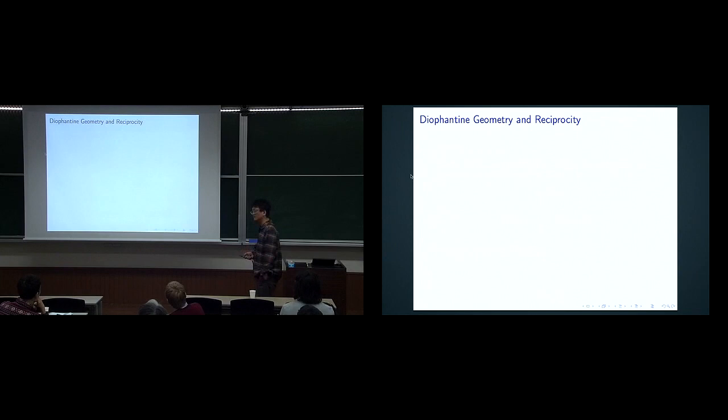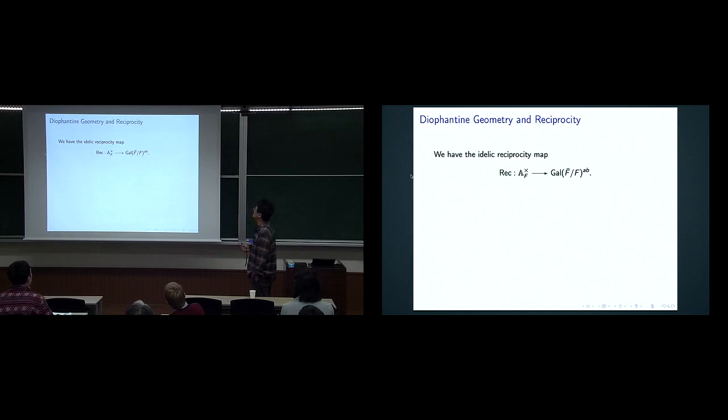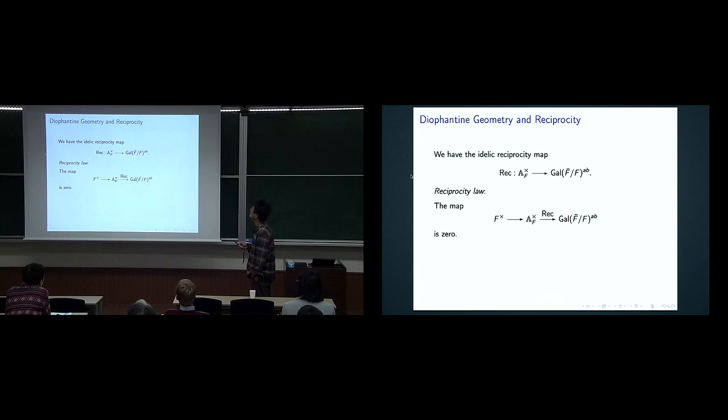That is to say, remember, we had this idelic reciprocity map defined by Chevalley that goes from the ideles to the abelian Galois group of the field. And, I didn't state it before, but class field theory includes a so-called reciprocity law for this map, which generalizes the Gauss reciprocity law and Hilbert reciprocity and all previous reciprocity laws that people cooked up in the 19th century. What it says is actually that this map from the ideles to the abelianized Galois group actually kills the field sitting inside the ideles. This composed map is zero.